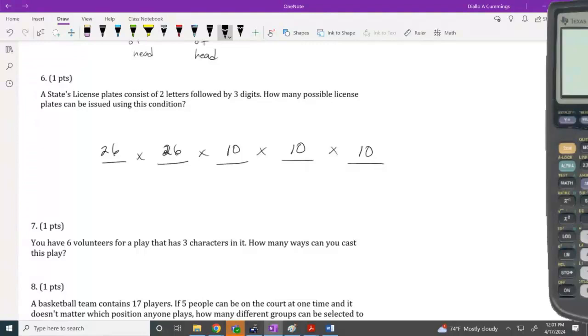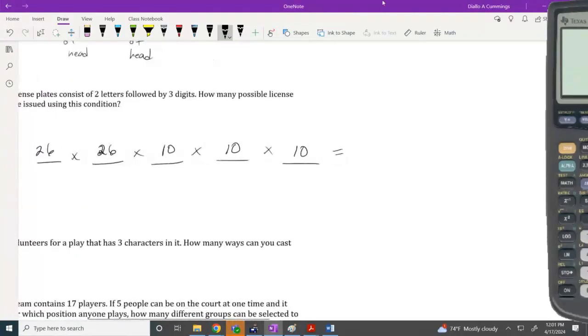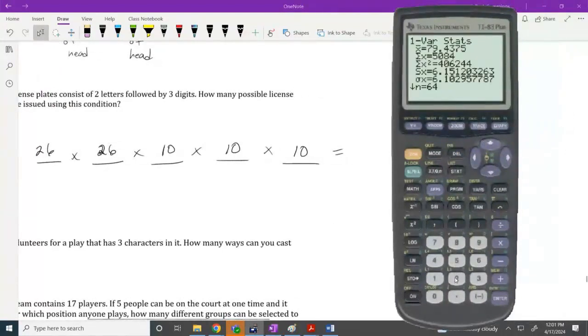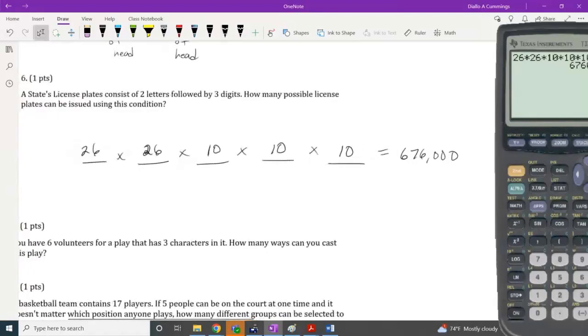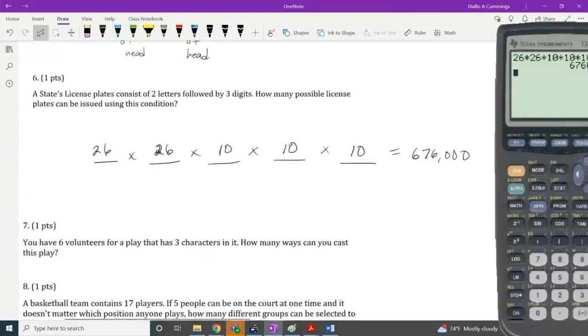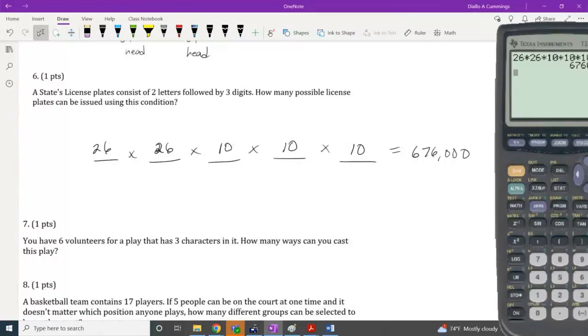So now we're just going to multiply all these things together. Let's clear this out. 26 times 26 times 10 times 10 times 10 is 676,000 different possible license plates, given these conditions. All right. Any questions about that one?